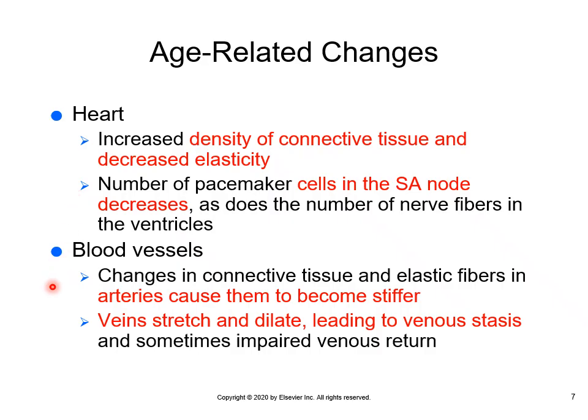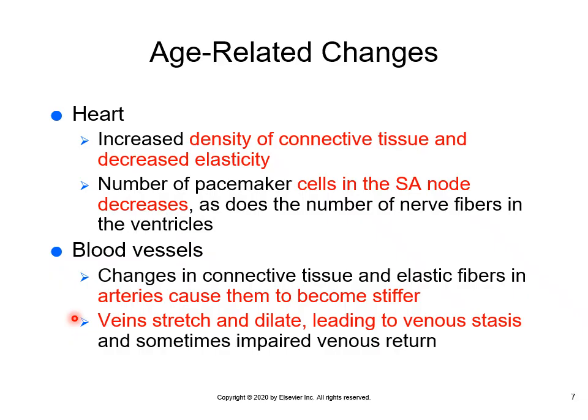Blood vessel changes: the connective tissue and elastic fibers in arteries cause them to become stiffer. Again, the connective tissue in the arteries itself needs to be elastic for the blood to flow smoothly. If it's not elastic or it becomes a little bit stiffer, then the pressure will be high and the blood flow will have more resistance. Veins will stretch and dilate, leading to venous stasis and sometimes impaired venous return.